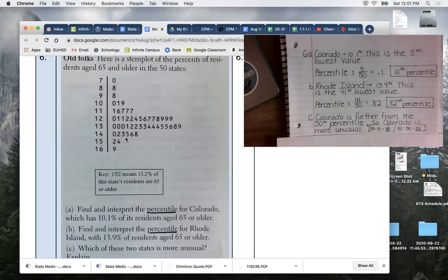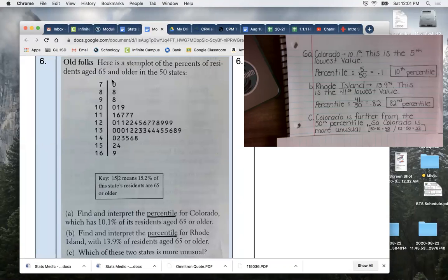And it says that what we're seeing is the percent of residents that are age 65 and older in the 50 states. It goes down to talk about what it means. Like when you see 15-2, that is right here, 15 and then 2, that means the percentage of 65 or older in that state is 15.2%. Otherwise, that would mean 152, and that doesn't make any sense.